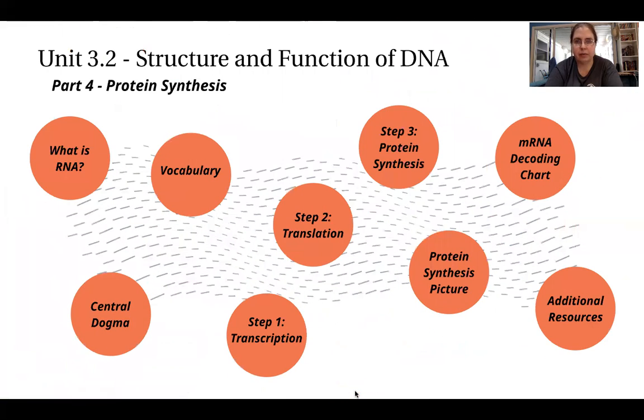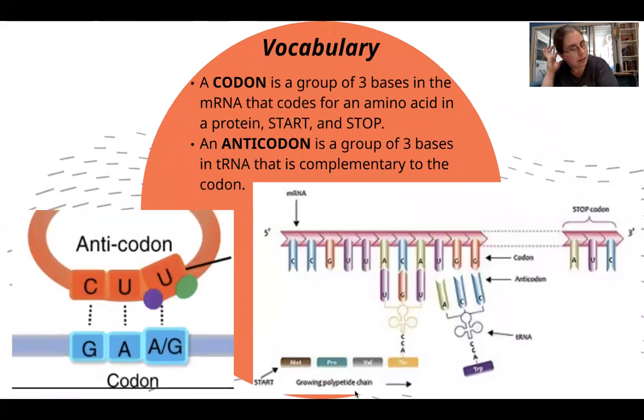All right, let's talk a little bit about vocab before we get on with the steps of protein synthesis. There are two terms that you're going to hear me use a lot in this video lesson, as well as in our assignments. The first one is codon. A codon is a group of three bases in the mRNA. So there are three sequential bases.